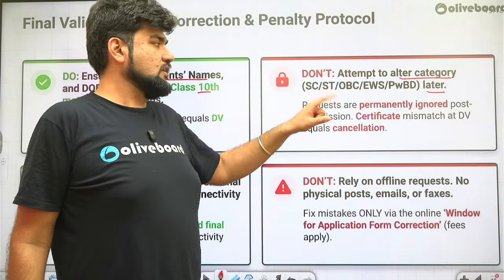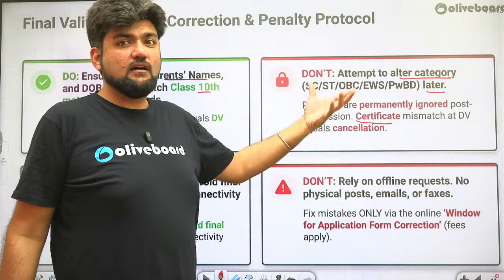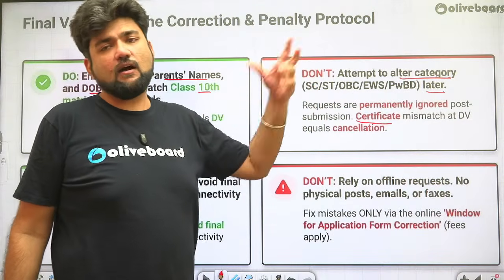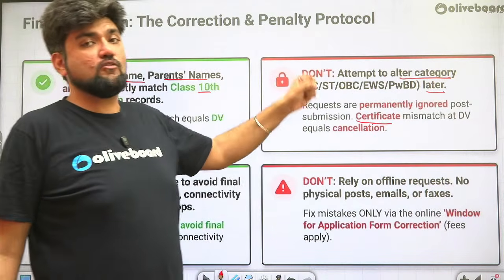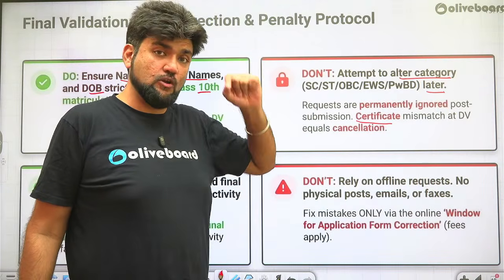So make sure, whatever category you select now, its certificate needs to be there. Of course, I'm not talking about the UR category, but apart from that, any category which you select, its valid certification needs to be there, which needs to be produced at the time of DV.